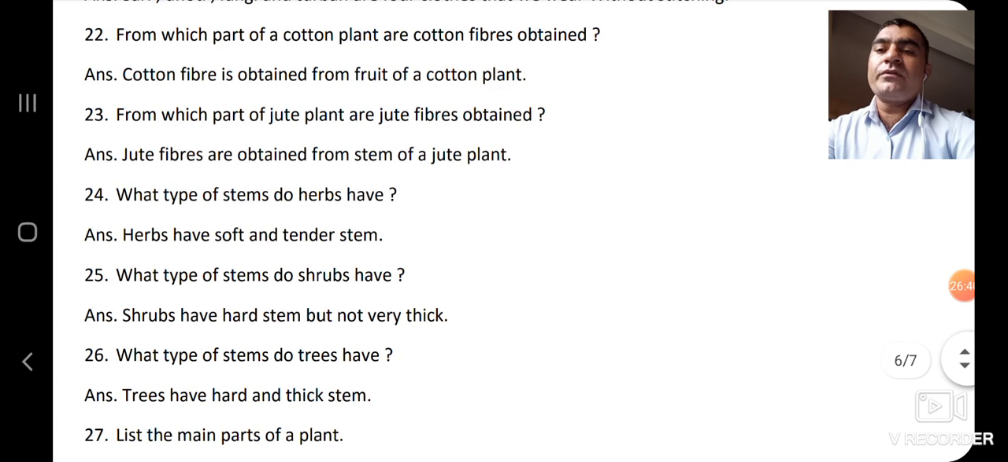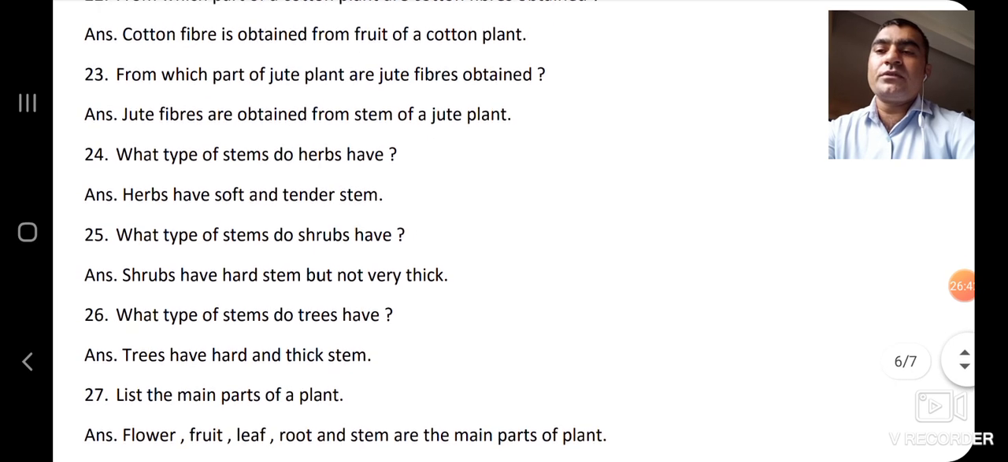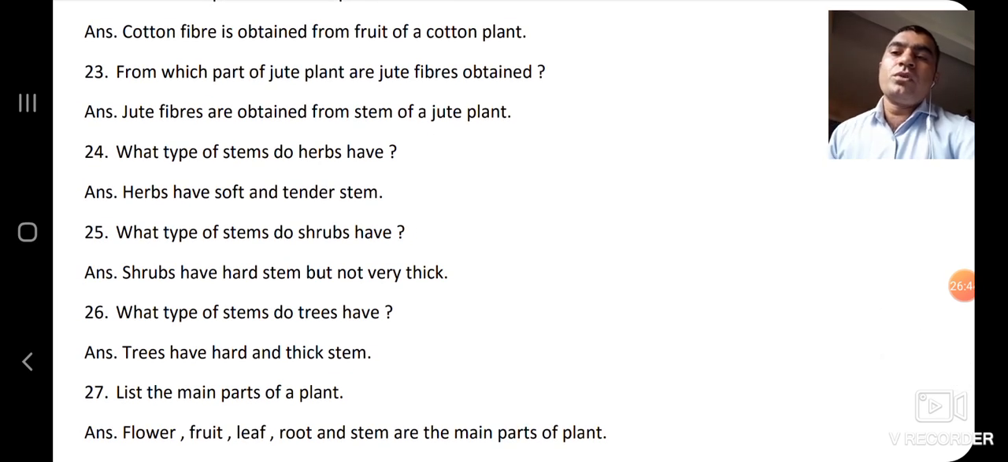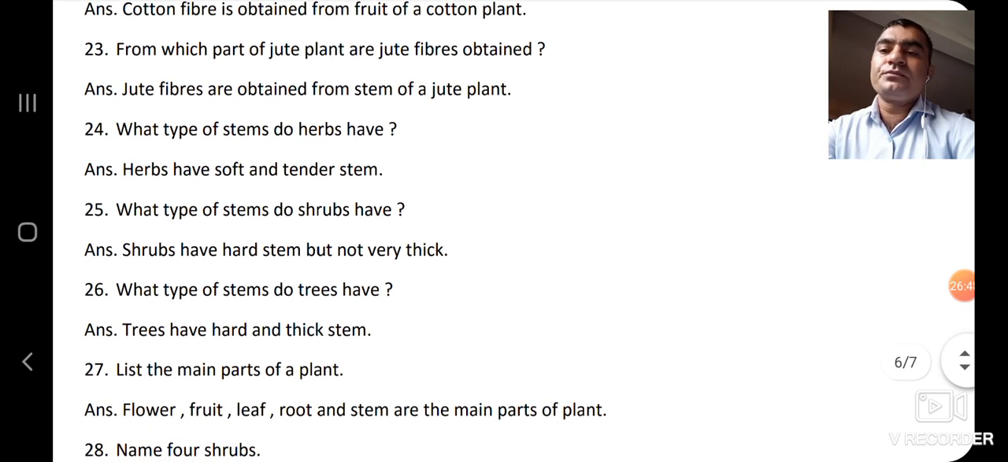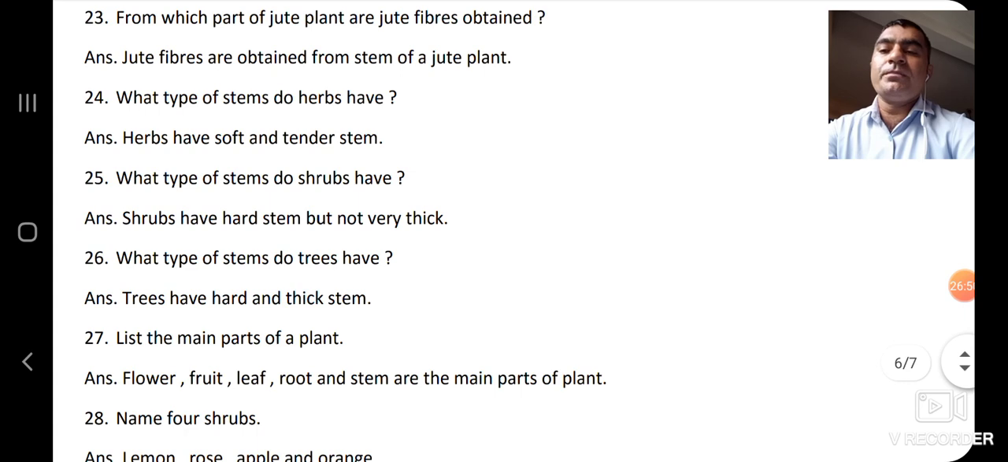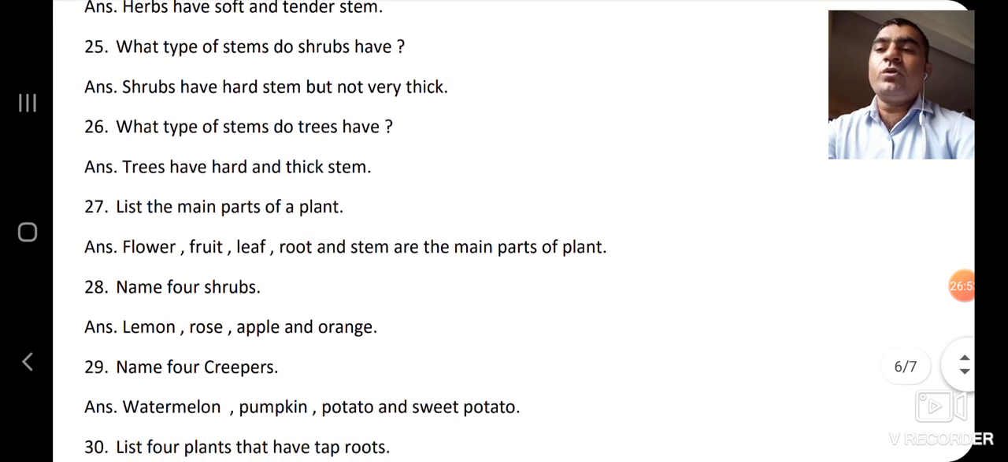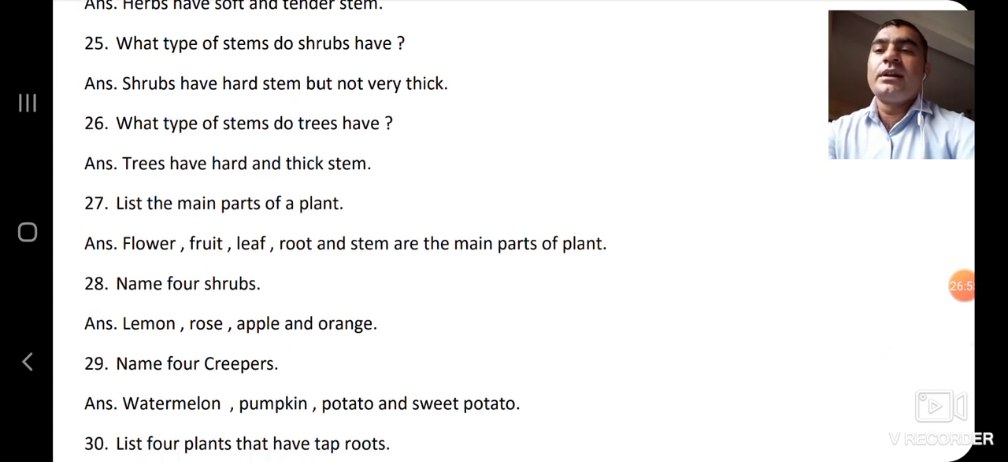List the main parts of a plant. Flower, fruit, leaf, root and stem are the main parts of plant. The next question, name 4 shrubs. In this question you can write any 4 shrubs. So, you have written in the answer, lemon, rose, apple and orange are the 4 shrubs. Instead of this you can write any 4 shrubs.